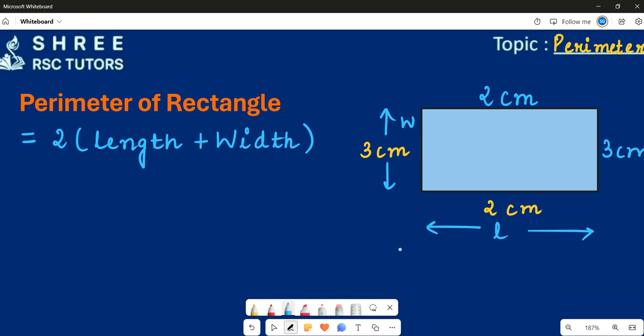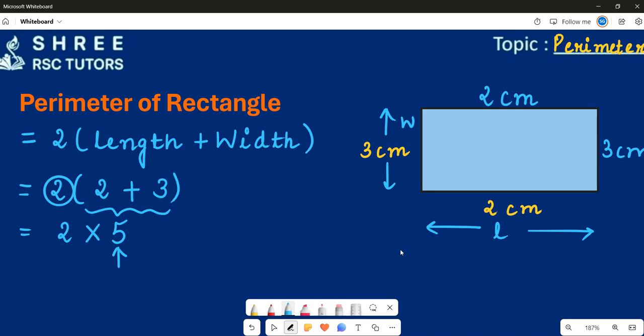So now let's do it. You can see that the length is 2 centimeter and the width is 3 centimeter. Now if you add them up, that will be 5. And as I said, this 2 is to do the double of this given sum or the addition of the length and the width, which is coming as 5. Now you can just do the double of 5, which will give you 10.